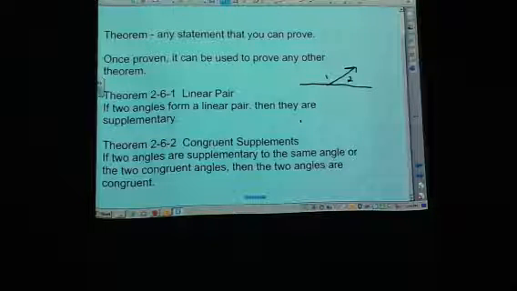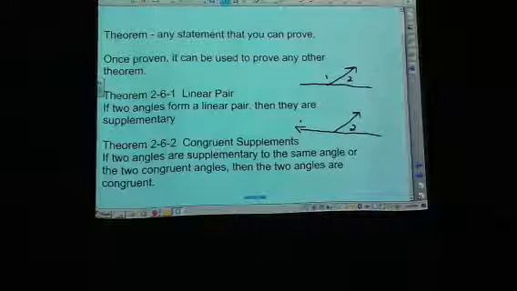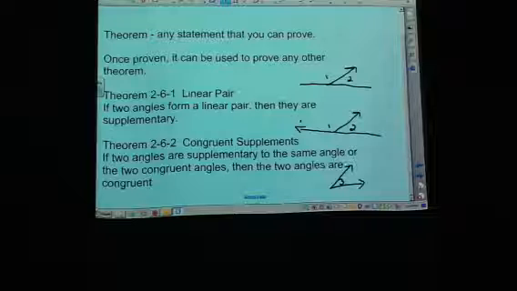Okay. So in other words, let's say I have angle 1 here, and I have angle 2 sitting right there. Alright, notice that those are adjacent. They form a linear pair, so angle 1 and angle 2 would be supplementary. Now, if I had another angle that I knew was congruent with angle 2, let's say angle 3 here, if these two are congruent, then angle 1 and angle 3 would also be supplementary.